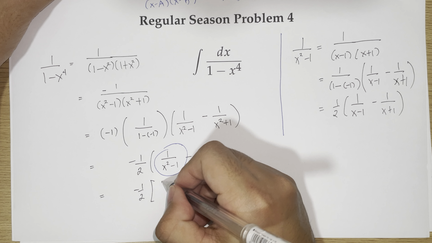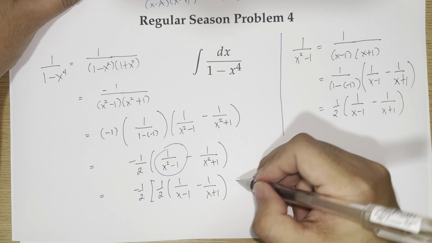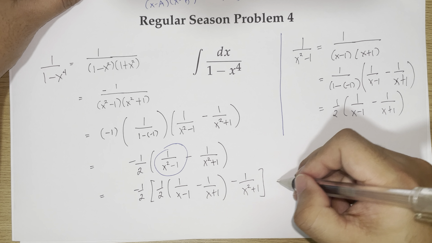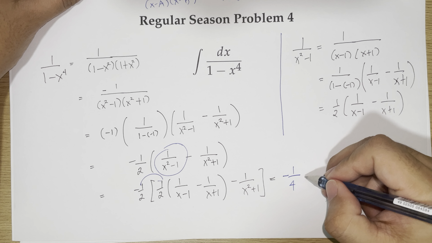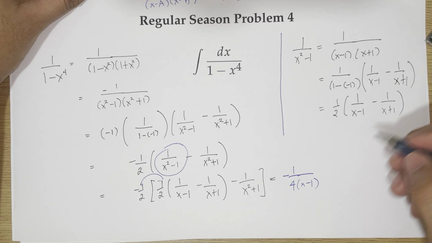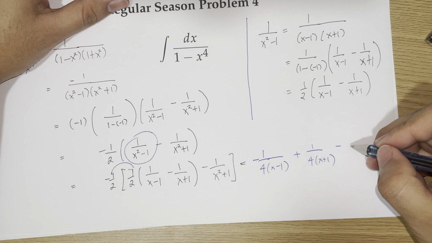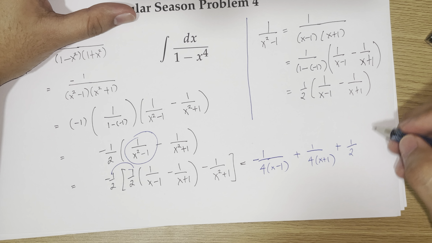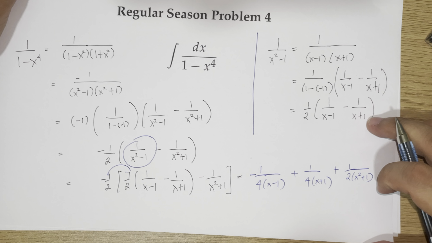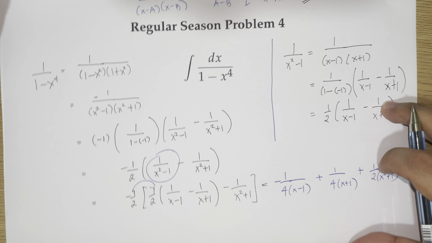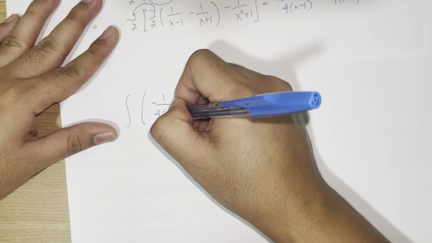So if I plug it in here, negative 1/2 times 1/2 of 1 over x minus 1 minus 1 over x plus 1 minus 1 over x squared plus 1, and then distributing, we get negative 1/4 times 1 over x minus 1, plus 1/4 of 1 over x plus 1, plus 1/2 of 1 over x squared plus 1. Is that clear?